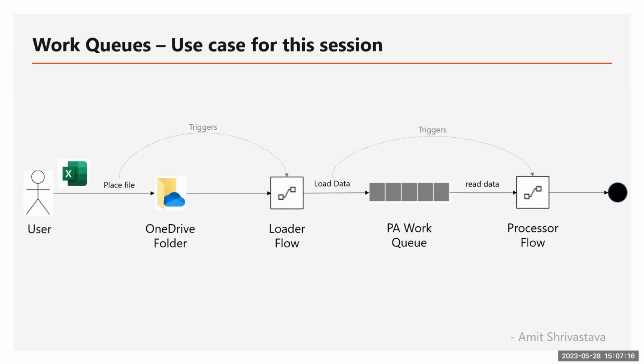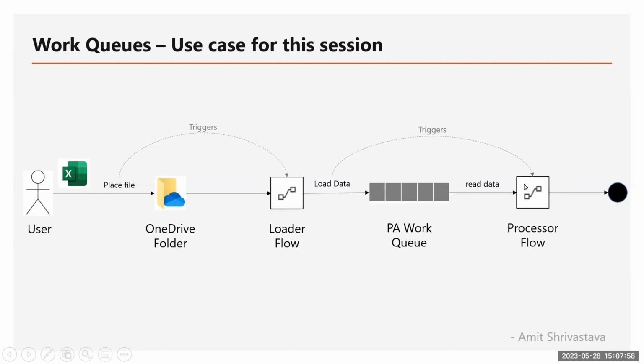For today's purpose, I'm going to create a small, simple use case where you see I have got two flows. One is my loader flow, which will load data to my Power Automate work queue. And then my processor flow will retrieve the data from my work queue and then process it. Here I will create two different triggers. One trigger will be when any user places any file to my OneDrive. The other trigger is as soon as any data is loaded in my work queue. So this will trigger my processor flow.